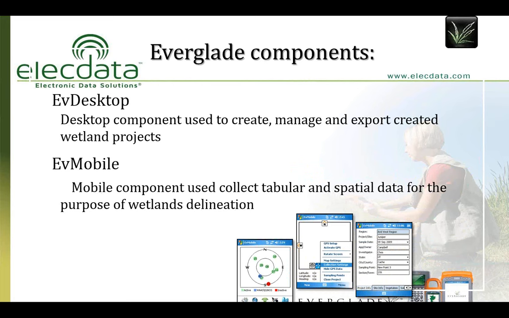There are two components to an Everglade purchase. We abbreviate these, so Everglade for the computer is EV Desktop. It's used to create your wetland projects, manage and organize that data, and export the created wetland projects. Everglade Mobile is what runs on your rugged handheld field computer or your GPS. So this is the mobile component that's used to collect all your tabular and spatial data, vegetation data, soils data, hydrology data, and of course the GPS data that's required with that.